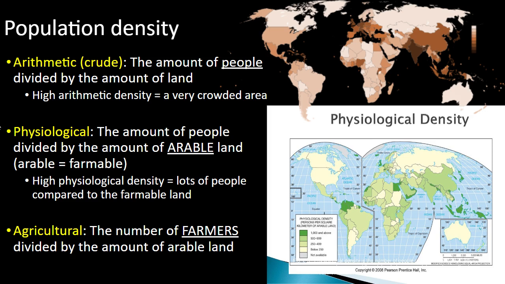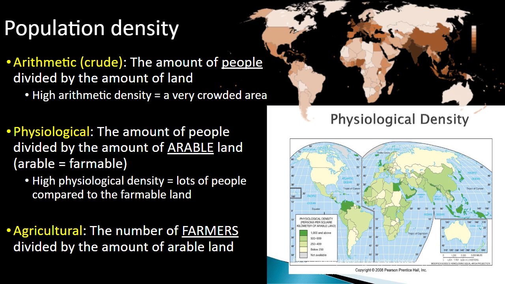Okay, this second type is physiological. This is, in my opinion, the most tested one. I don't know why, but just get used to it. Physiological density is the amount of people divided by the amount of arable land. I know we talked about land in the first one, but that's just comparing people to land. This one is arable land, which means you can grow food on it. If you have high physiological density, it means you have lots of people compared to a part of arable land.